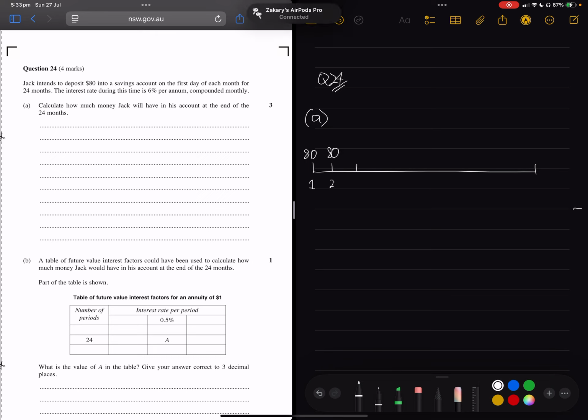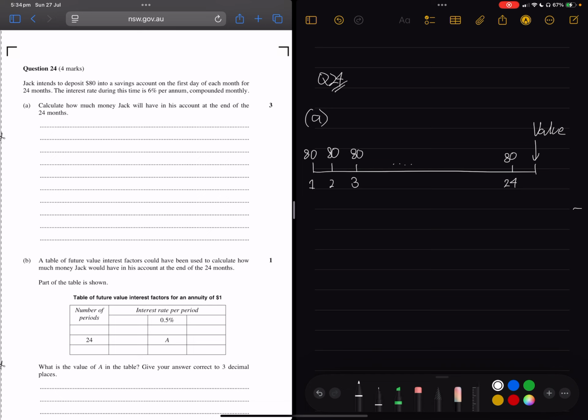We have another 80 in the third month, another 80, and so on. Now, in the 24th month, he deposits it on the first day, and we want to know the value at the end of the 24th month. So there's the 24th month here. He puts in another 80, and this is the point where we want to know the value at the end of the 24th month.